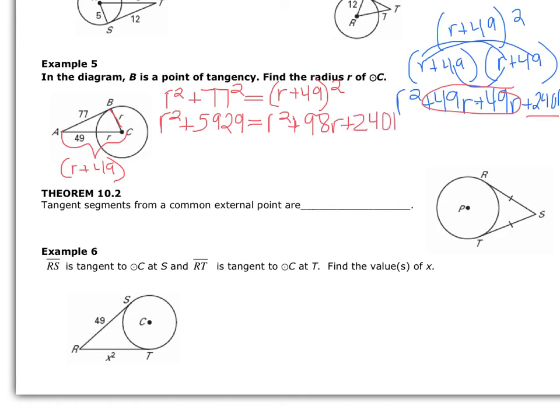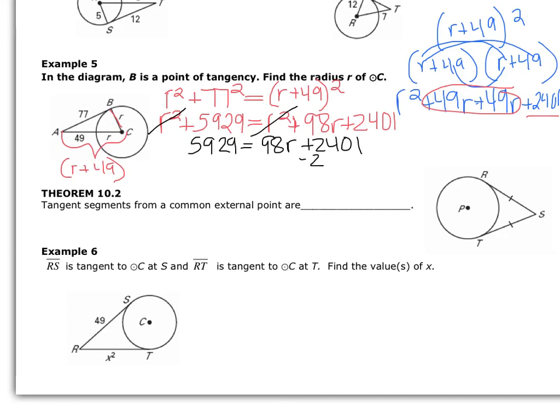Now I know these are big numbers. I don't want you to get scared. Now look what we have. We have an equation with r squared on this side and r squared on the other side. So all those are going to do is cancel each other out. So right away you get rid of your r squareds. Now you have 5929 equals 98r plus 2401. So this is just your general two-step equation now that you're just solving for r.